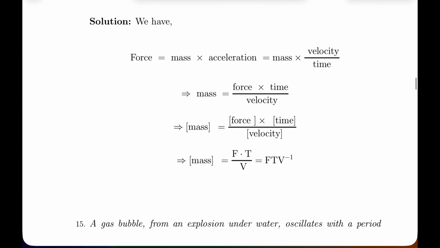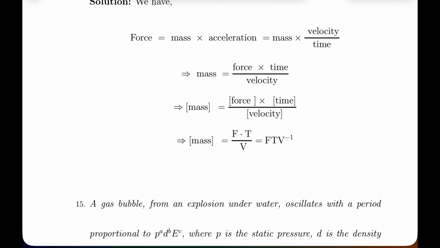We have force is mass into acceleration. So this is mass into, for acceleration, we write velocity by time. So mass is given as force into time by velocity. Put each quantity in square brackets to indicate that we are dealing with the dimensional formulae.